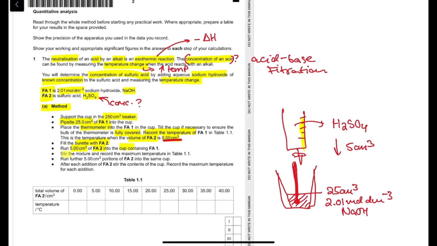Then it asks us to stir the mixture and record the maximum temperature into table 1.1. So at the start, when we recorded our temperature, it filled this in. Then after we run 5 cm³, we record the maximum temperature once again. Then it asks us to run further 5 cm³ portions of sulfuric acid into the same cup. So we just keep running 5 cm³ and recording the temperature after each one. From that we can record our temperature change. It says after each addition, stir the contents of the cup and record the maximum temperature for each addition.